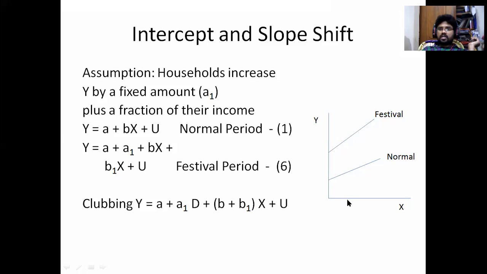So how much change in income, how much change in consumption? Nothing but delta C by delta Y. So C by Y, APC and MPC.